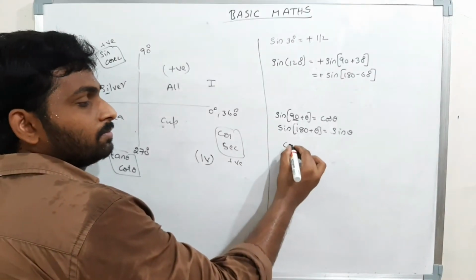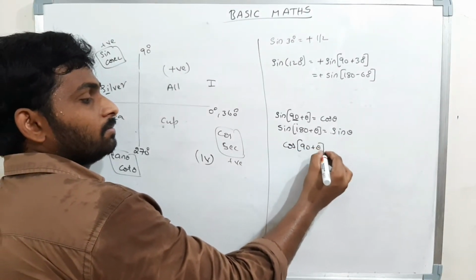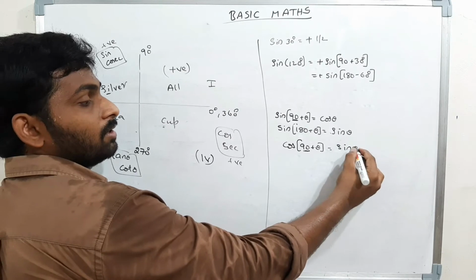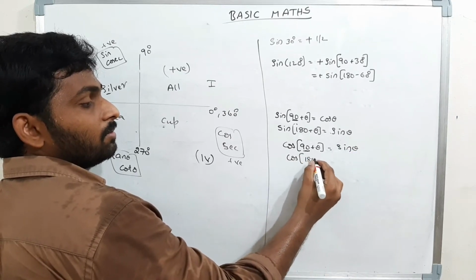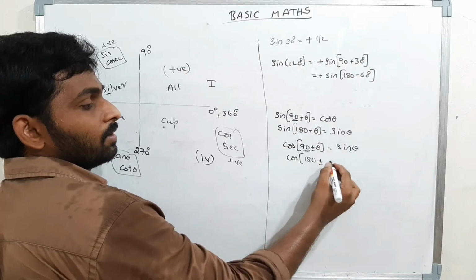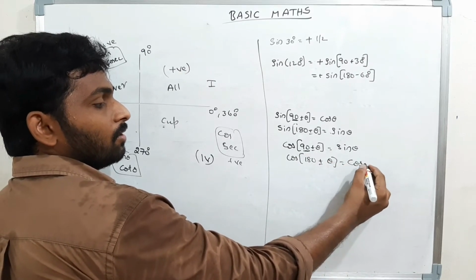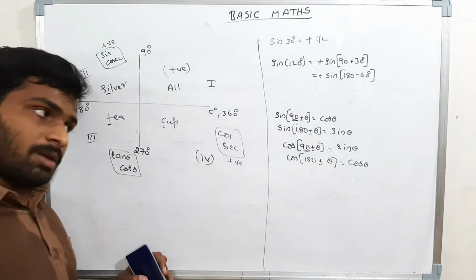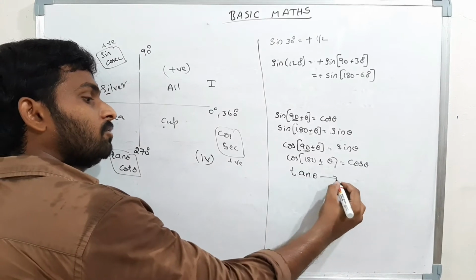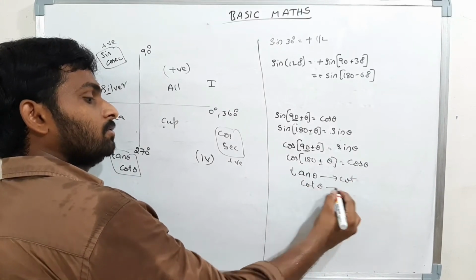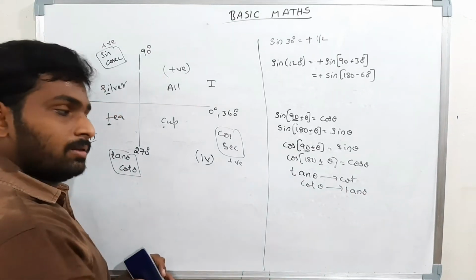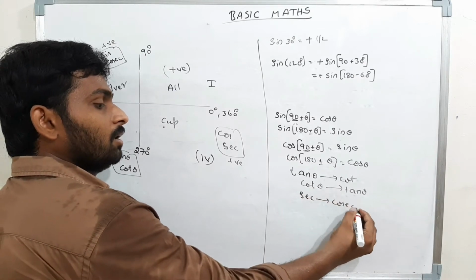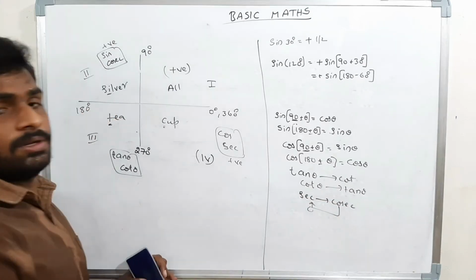Now same for cos. Cos (90 plus theta), odd multiple. When it is odd multiple, then cos will become sin theta. When it is even multiple, 180 plus or minus theta actually, then cos theta. When it is even multiple of 90, then cos will be cos. There won't be any change. Same thing for tan. The tan will convert to cot, and the cot will convert to tan. And same for secant and cosecant. Secant will convert to cosecant, and cosecant will convert to secant.